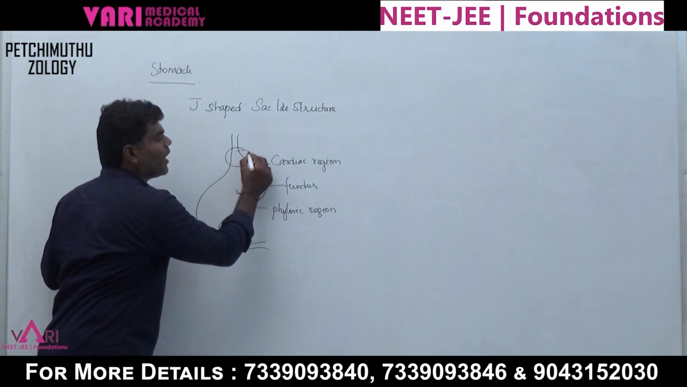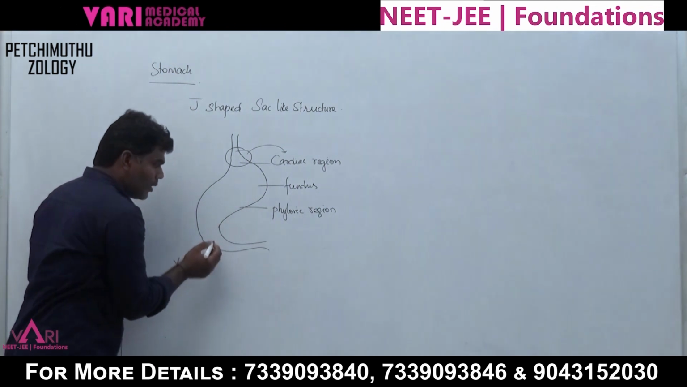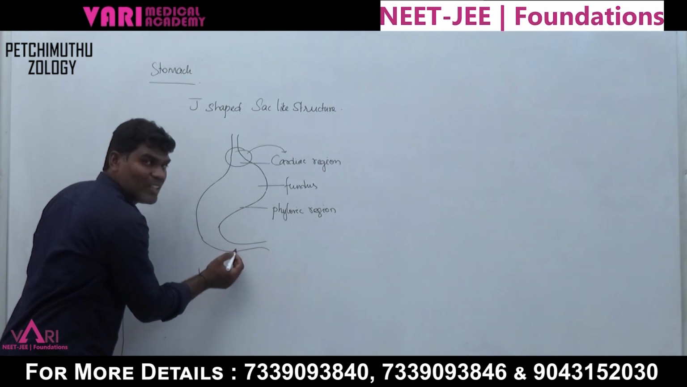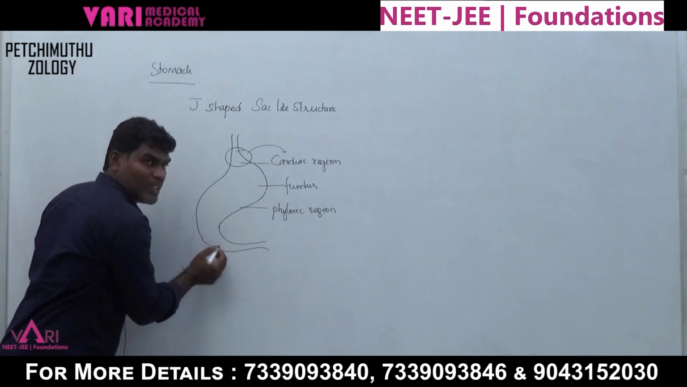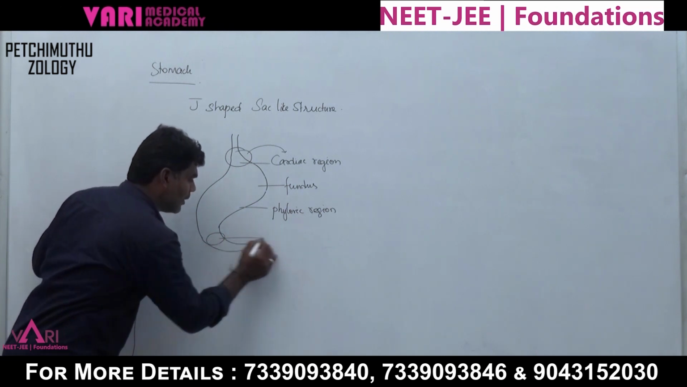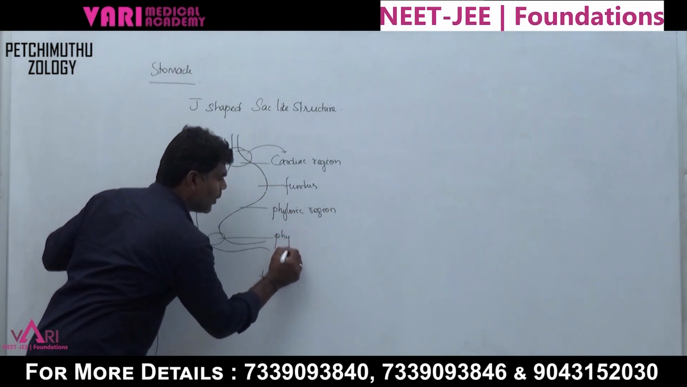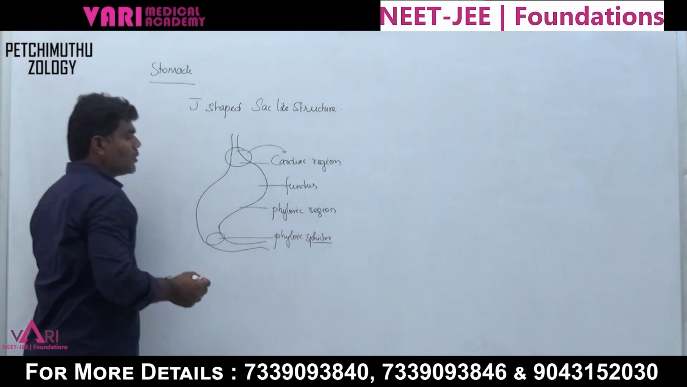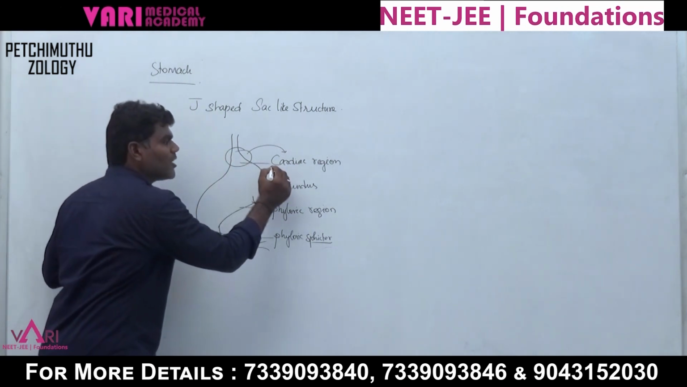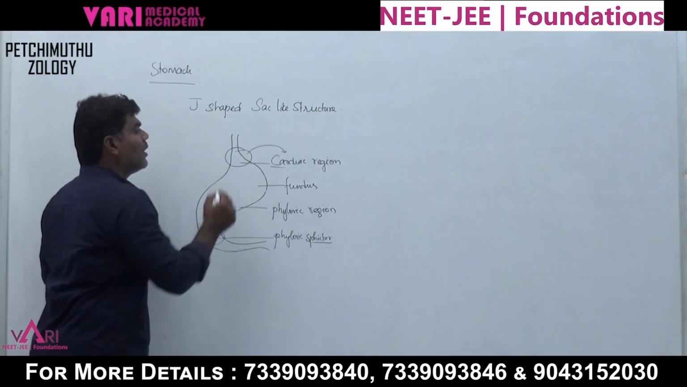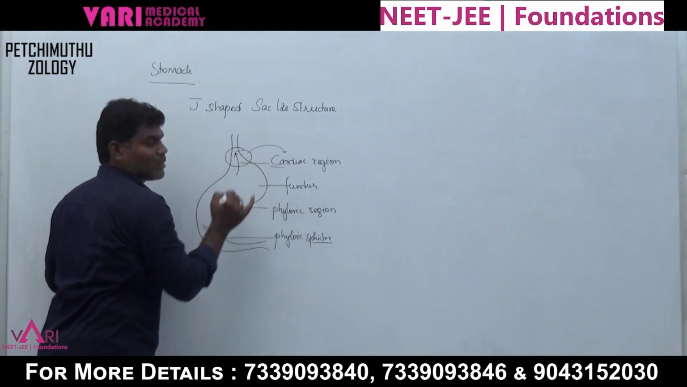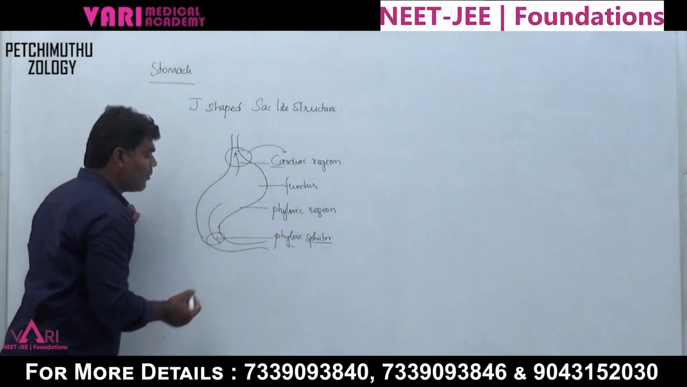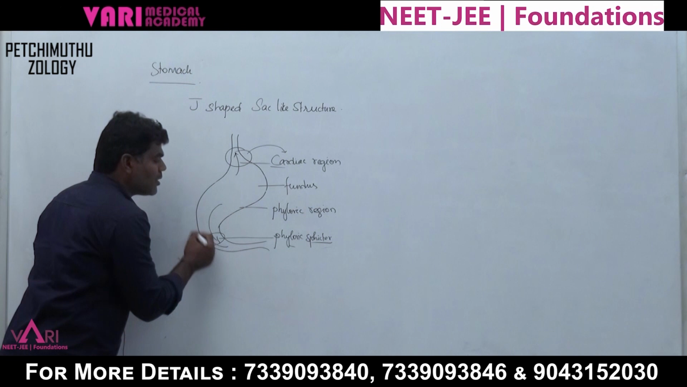Here the cardiac sphincter is present, and between the ending of the stomach and the starting of the duodenal region is the pyloric sphincter. The cardiac sphincter prevents backflow into the esophagus, whereas the pyloric sphincter prevents backflow from the duodenum into the stomach.